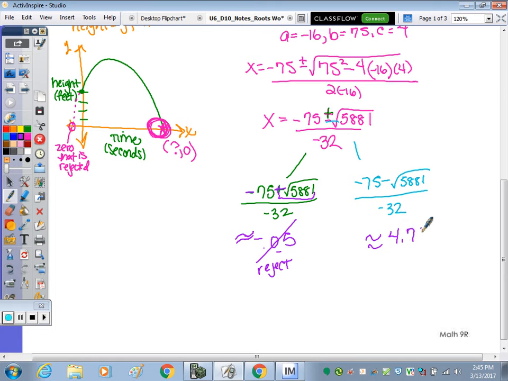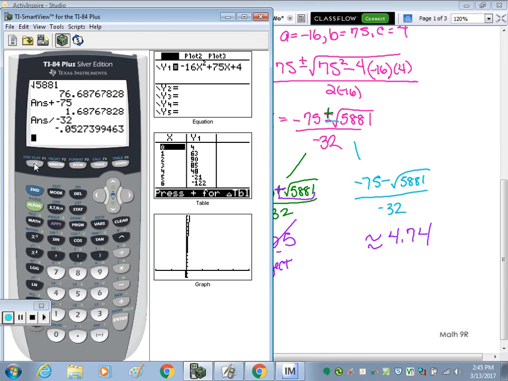4.7. We need one more for hundredth. Four. Good. So the answer, so this root right here, so x is approximately 4.74. Let's go to the graph to see. I asked you to type it in.